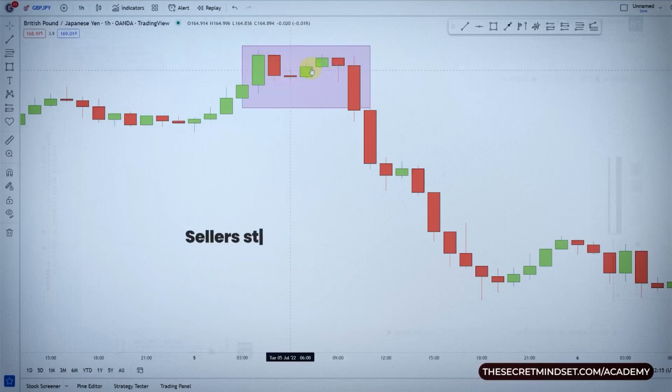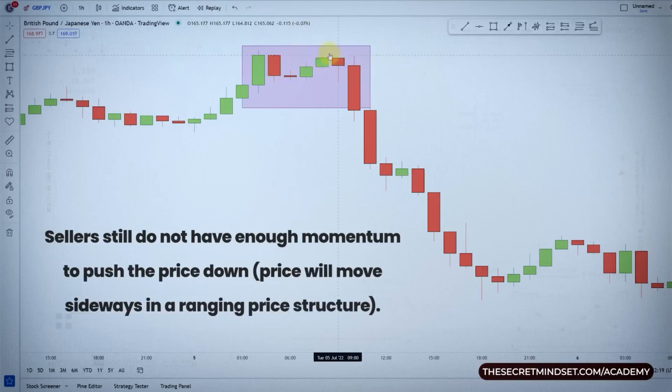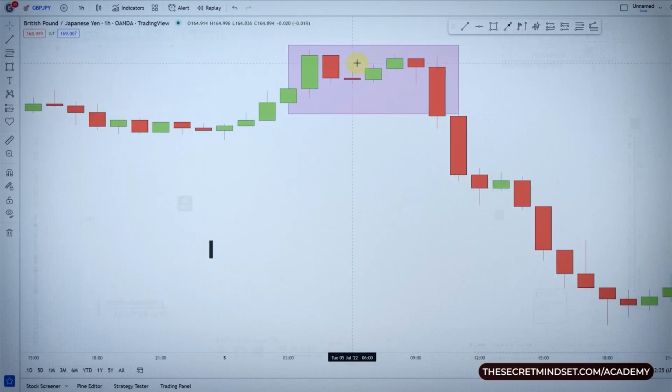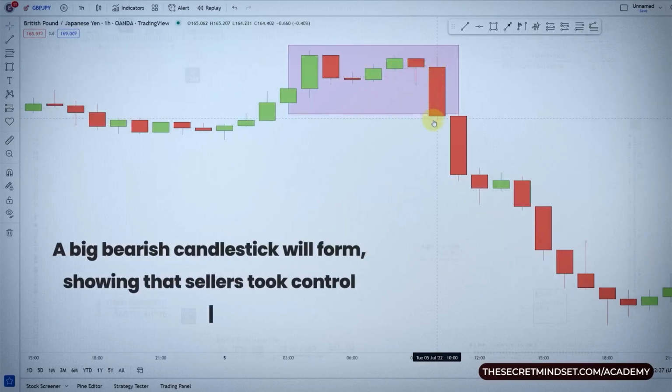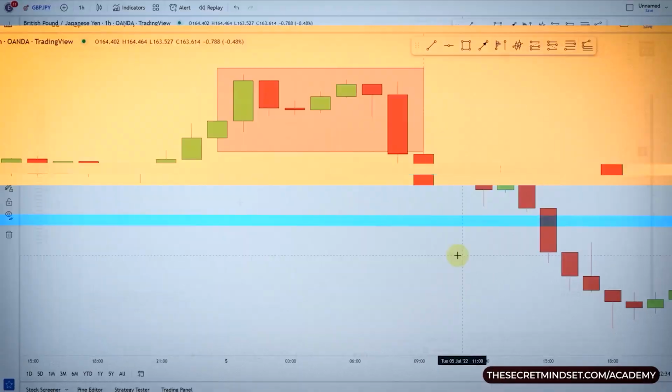At this point, sellers still don't have enough momentum to push the price down. This is why the price will move sideways in a ranging price structure. After a sideways market, a big bearish candlestick will form, showing that sellers took control and the trend has changed.